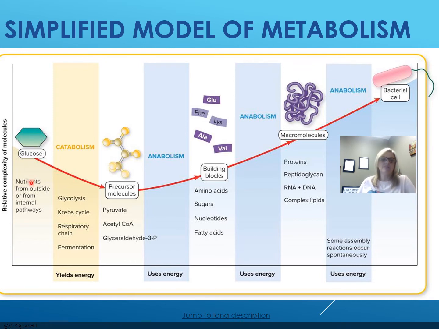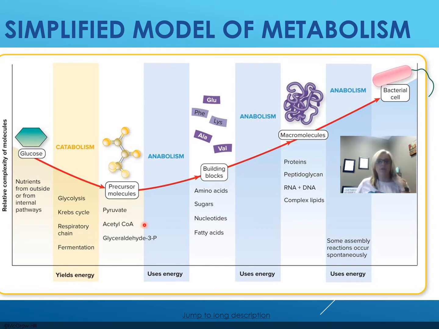So here you can see this is a nutrient from outside or from an internal pathway. So outside we would say glucose. I've gotten this perhaps by eating something. And then I'm going to have some catabolic reactions here. Catabolic, catastrophe, I'm breaking something down. Why am I breaking it down? Because I need energy, okay? And these pathways are going to be things like glycolysis, which you should have learned about in anatomy, the Krebs cycle, respiratory chain, which we haven't talked a lot about, fermentation. Okay, respiratory chain, think electron transport chain, okay, so that yields energy.